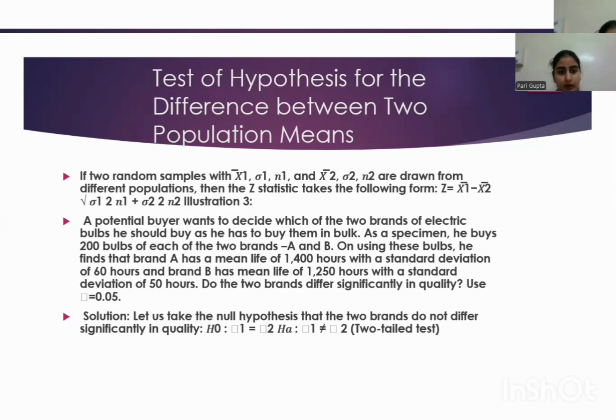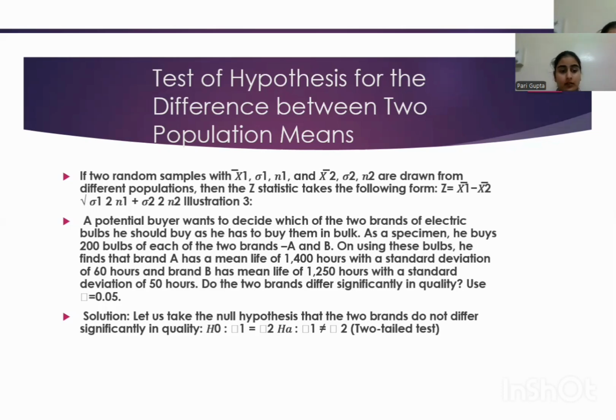A potential buyer wants to decide which of the two brands of electric bulb he should buy as he has to buy them in bulk. As a sample, he buys 200 bulbs of each of the two brands A and B. When using these bulbs, he finds that brand A has a mean life of 1,400 hours with a standard deviation of 16 hours, and brand B has a mean life of 1,250 hours with a standard deviation of 50 hours. Do the two brands differ significantly in quality at alpha equals 0.05?